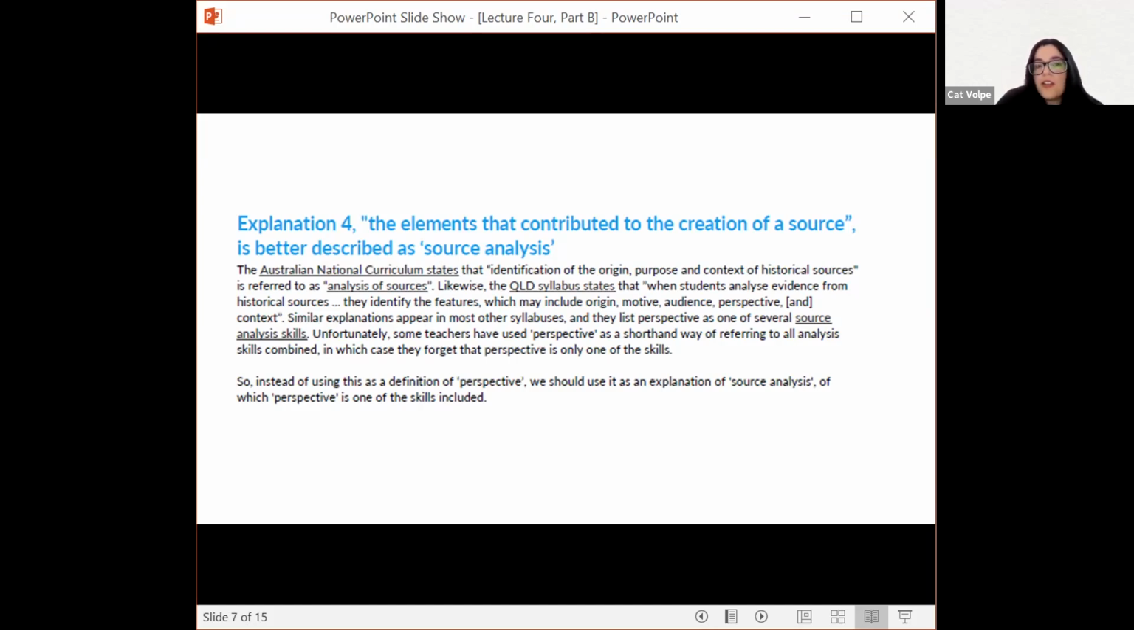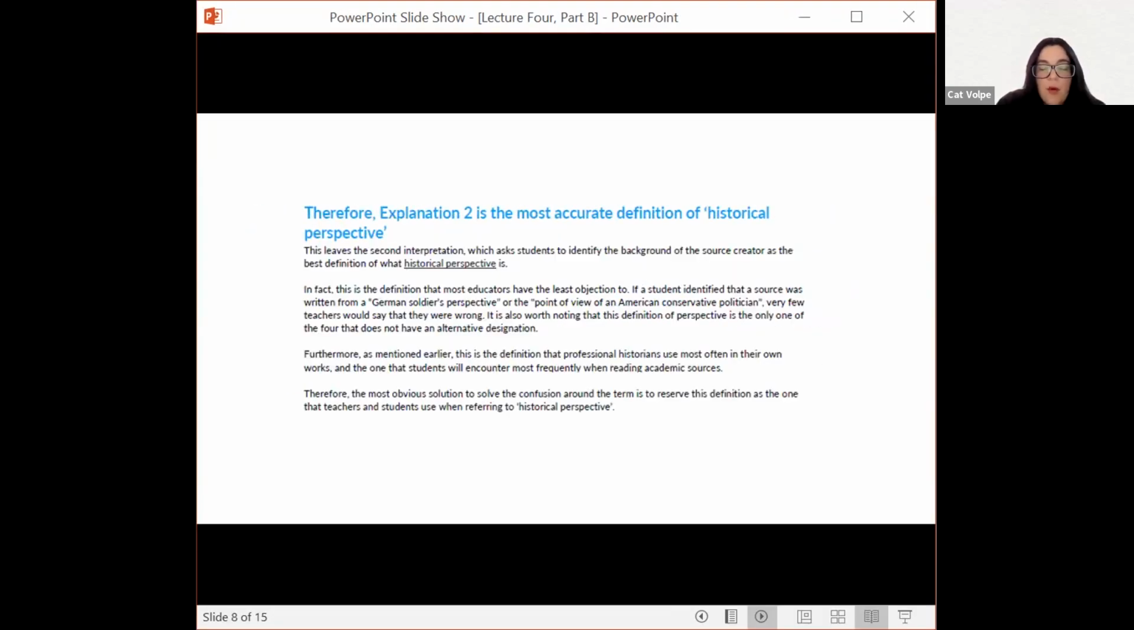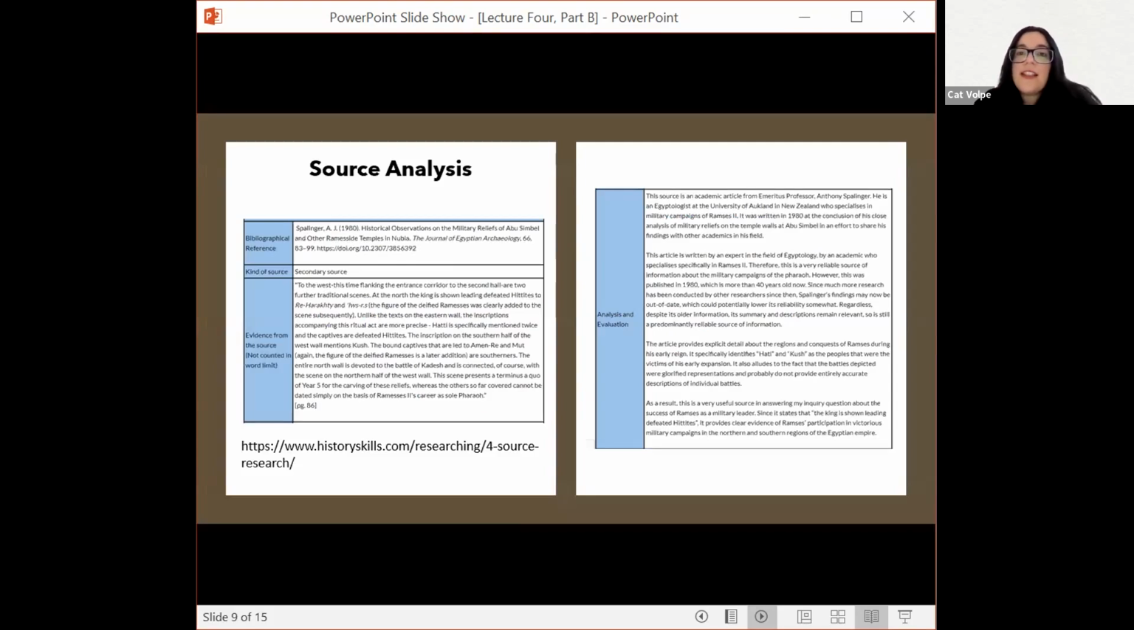And a lot of the skills do connect together, and you'll notice that in your teaching as well. But I guess the main point is that it's not easy to understand exactly what we need to do when we need to be identifying perspectives in source analysis. So it can be quite difficult to teach and to also understand as well.